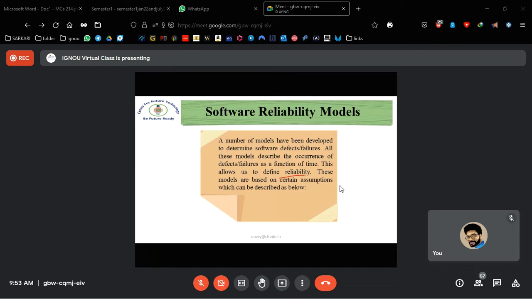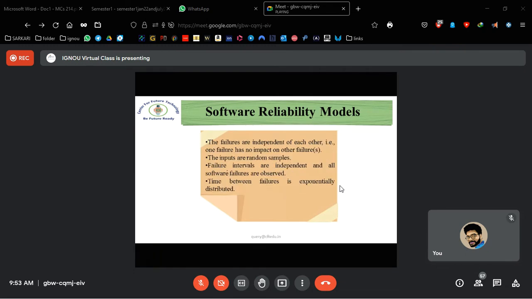These models are based on certain assumptions which we are going to cover. That is, the failures are independent of each other. Is it that one failure has an impact on another? It is quite possible in the software industry that if one thing happens, it will definitely impact the other part also, because the things are intermingled with one another.